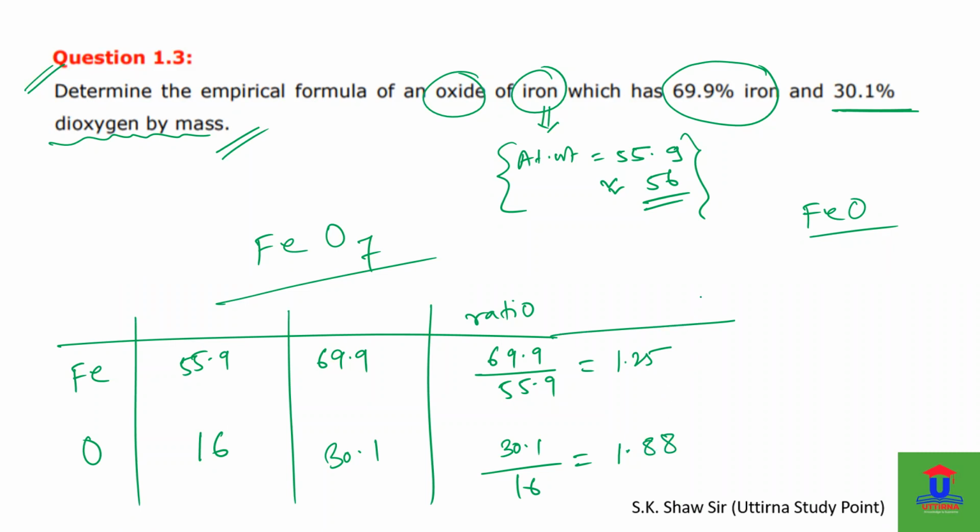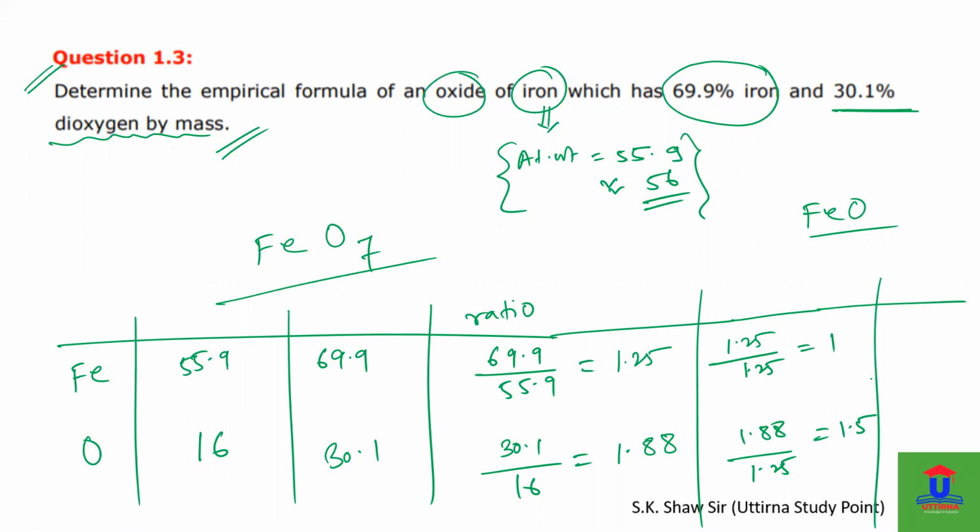Yes, sir. So what I'm saying is, take the smallest value and divide them. So it is 1.25 by 1.25, and this is 1.88 by 1.25. So this is 1, this is 1.5, right? Multiply both values by 2. So you get the whole number ratio as 2:3. So your answer is Fe2O3.